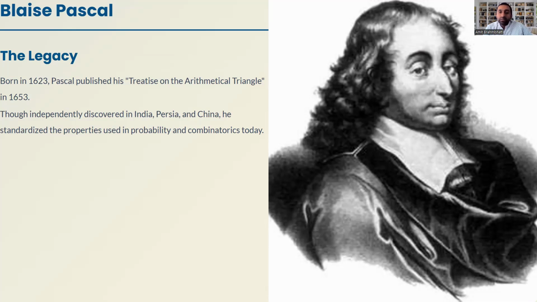However, Pascal's genius lay in his formalization. In his treatise on the arithmetical triangle, he united these coefficients with early probability theory, showing how they could be used to solve gambling problems and divisions of stakes. His work helped transition combinatorics from a series of scattered puzzles into a cohesive mathematical discipline.